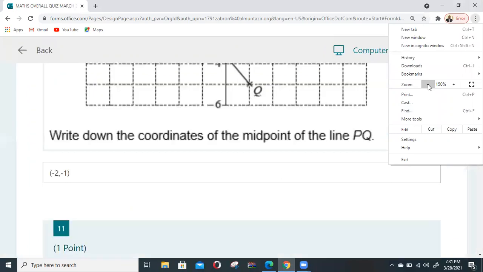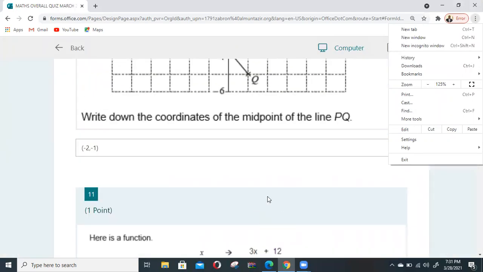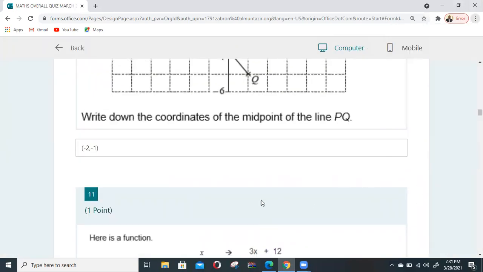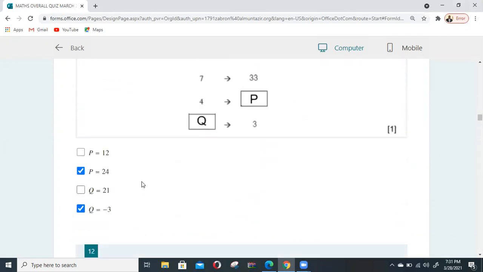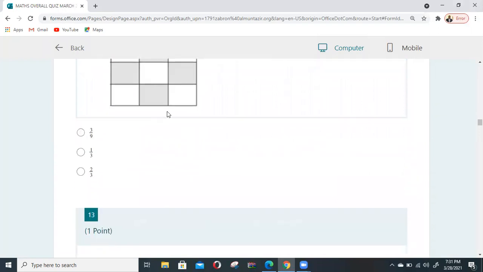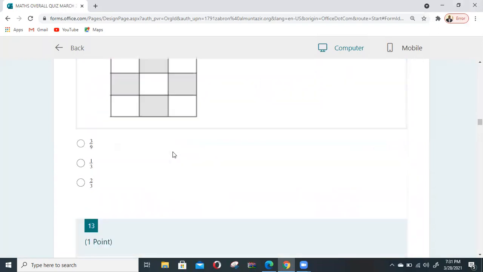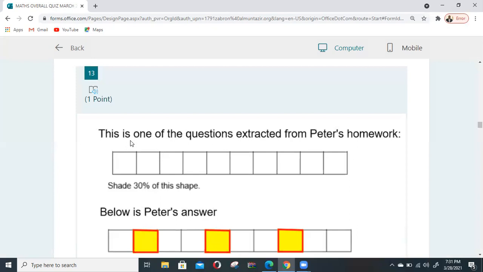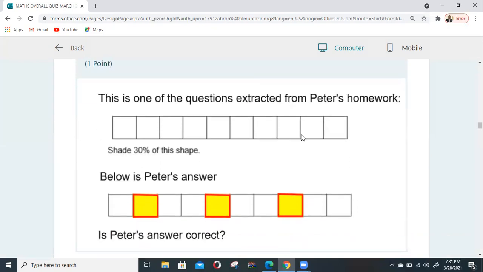We try to make 125 like so. So we have P is 24, Q is -3. Okay, this is a bonus question, so you're gonna get 1 point extra. Okay, this is one of the questions from Peter's homework. Shade 30% of this shape. 30%. Okay, I did that question.